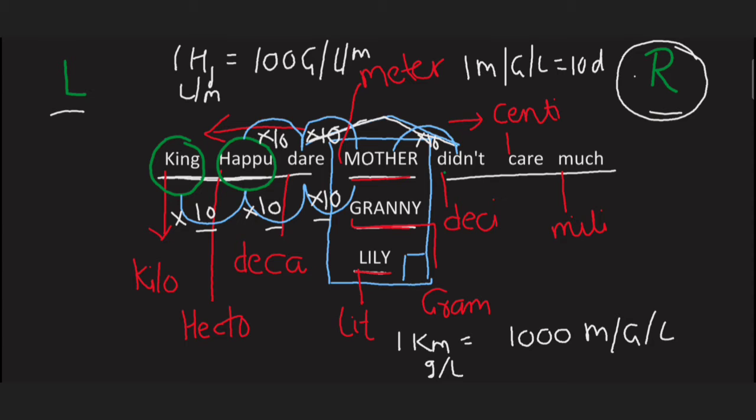Like, if mother has to go and meet centi, then it has to jump 2 times. That means you are going to multiply by 1 more 10. So it is equal to 100 centi. And if mother has to go and meet small little milli, in that case she is going to jump 1 more time. That means 3 times, which is multiplied by 10 into 10 into 10, which is 1000 milli. This is how we convert.